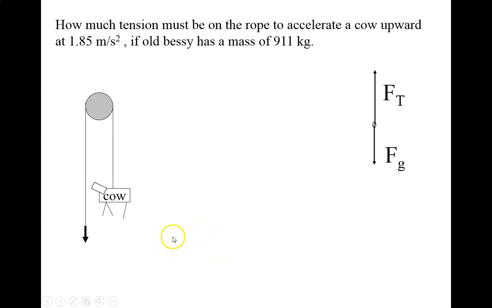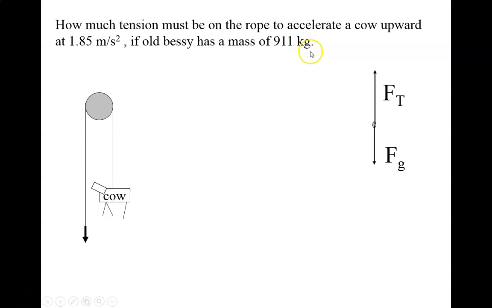Okay. Here we got old Bessie. Old Bessie's a cow, and we want to lift her up. She needs to get to the second story of my barn. Don't ask me why, but old Bessie needs to get to the second story. So what we are going to do is accelerate her at a rate of 1.85 meters per second squared. And old Bessie has a mass of 911 kilograms.